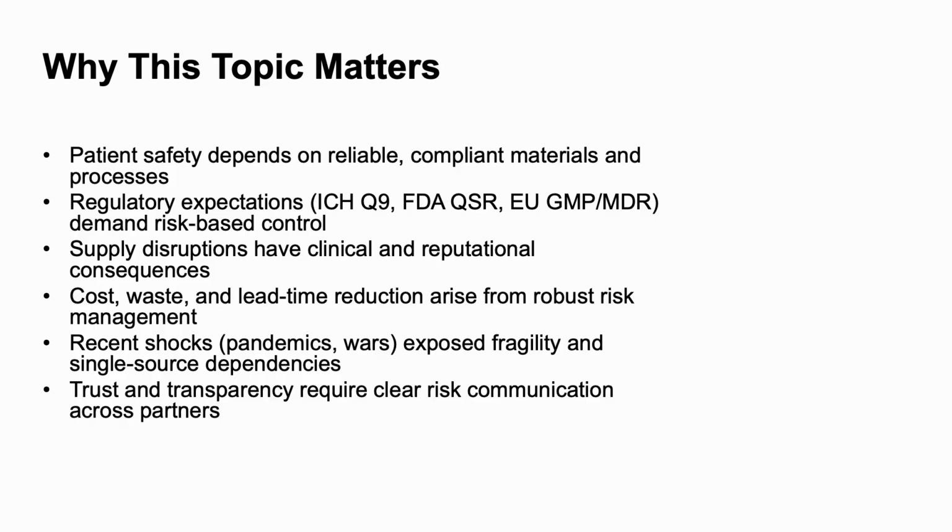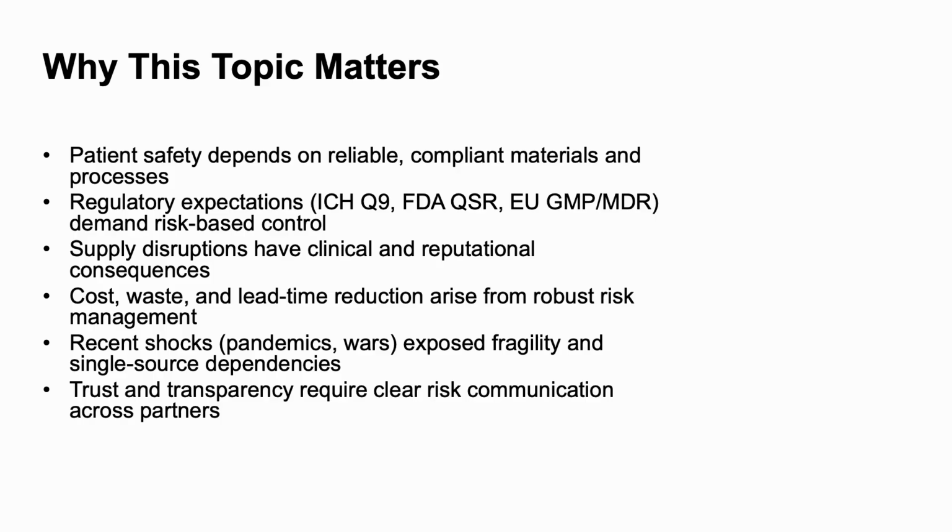The global disruptions of recent years, including pandemics, port closures, and geopolitical tensions, have highlighted the fragility created by single-source dependencies, just-in-time inventories without robust contingency plans, and limited visibility into multi-tier suppliers. A mature QRM program integrated with SCM supports scenario planning, dual sourcing where appropriate, and inventory strategies that are explicitly justified by risk and demand variability.